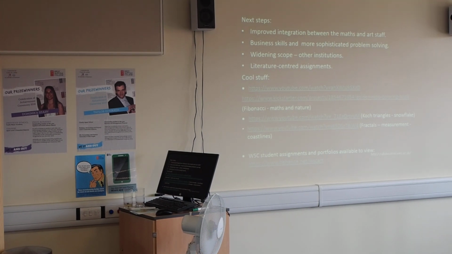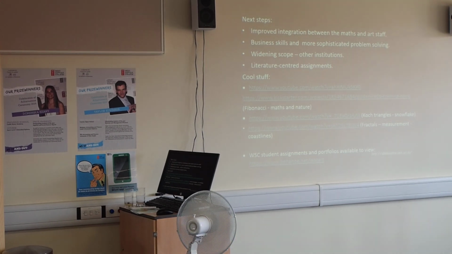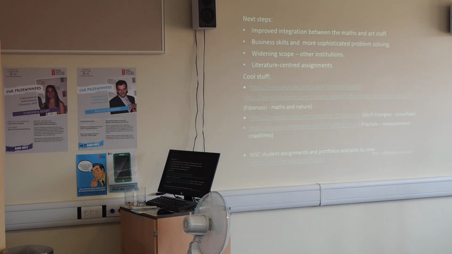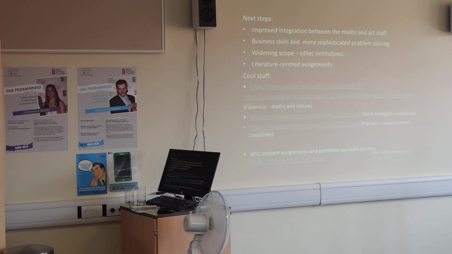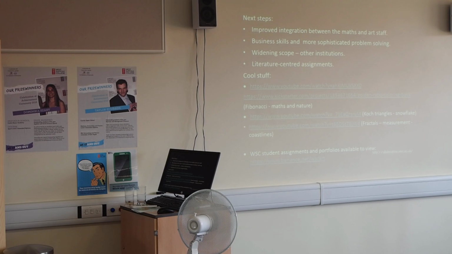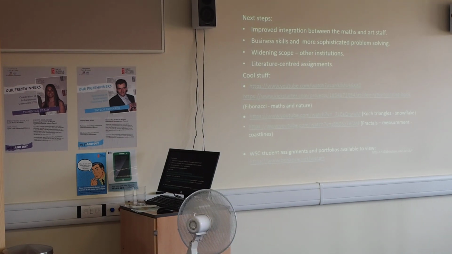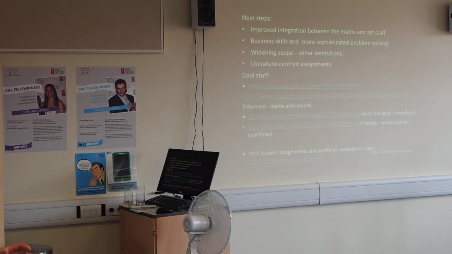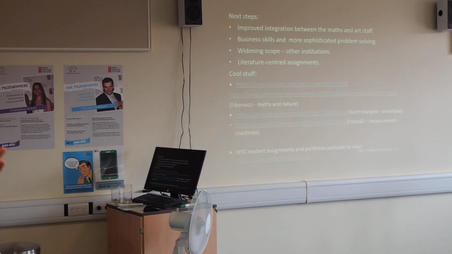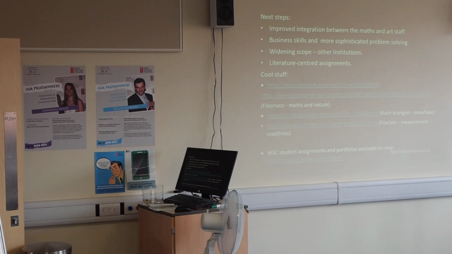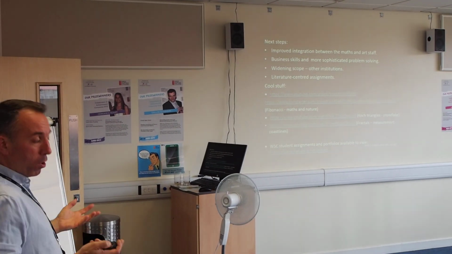So, the next steps are more integration between the different curriculum areas, the art staff and the maths team, which is developing. I want to see more business skills, so students understand a bit more about commerce and numbers, and the parameters and opportunities of business. Widening the scope of institutions: we're trying to build more connections with people like the Science Museum and the V&A Museum. We are also doing literature-centred assignments, so there is talk about starting another award, which will be literature-based, which we might do in term one or something.